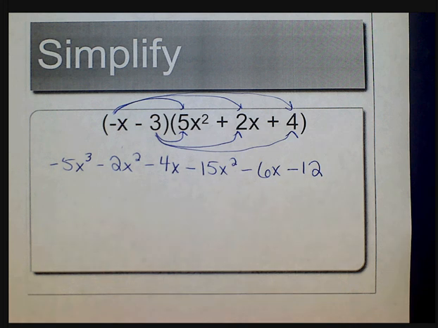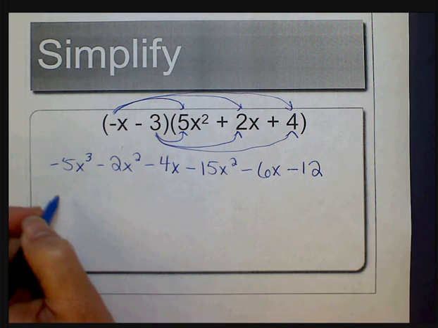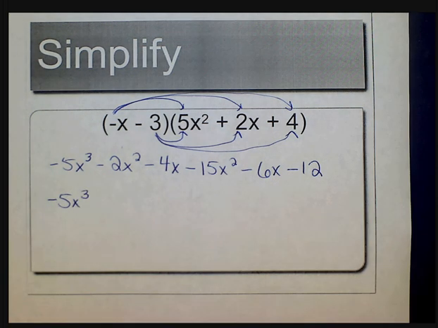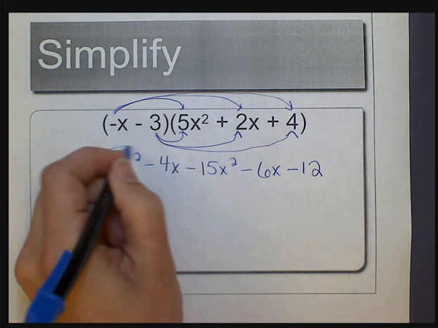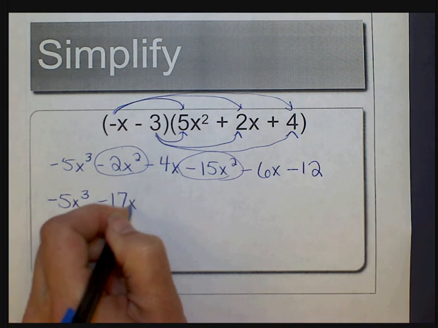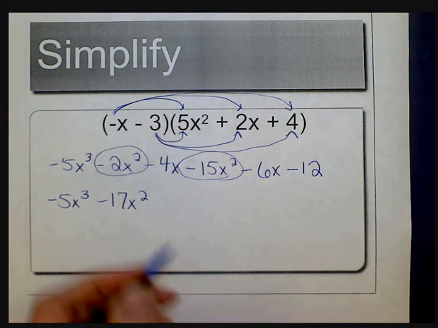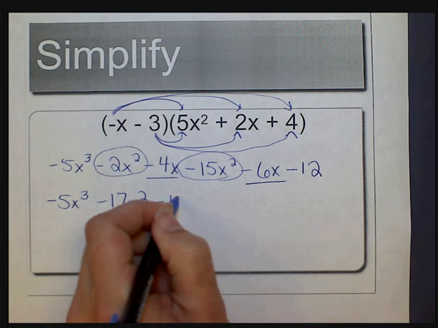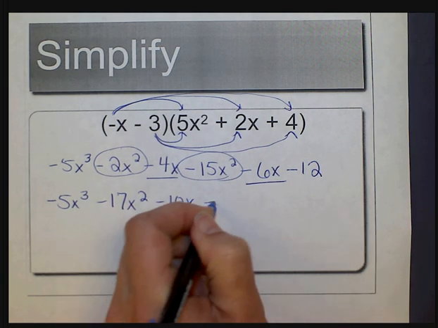Now I'm ready to collect like terms. So my x cubed does not have anything to collect, so I got a negative 5x cubed in front. My x squareds, I have two of them. Negative 2x squared minus 15x squared gives me a negative 17x squared. And then a negative 4x minus 6x gives me a negative 10x and minus 12.